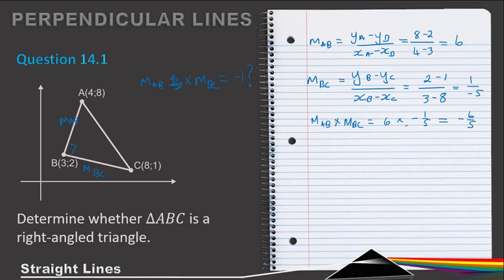Now therefore, gradient of AB times gradient of BC does not equal -1. So therefore, AB is not perpendicular to BC, and therefore the triangle ABC is not a right-angled triangle.